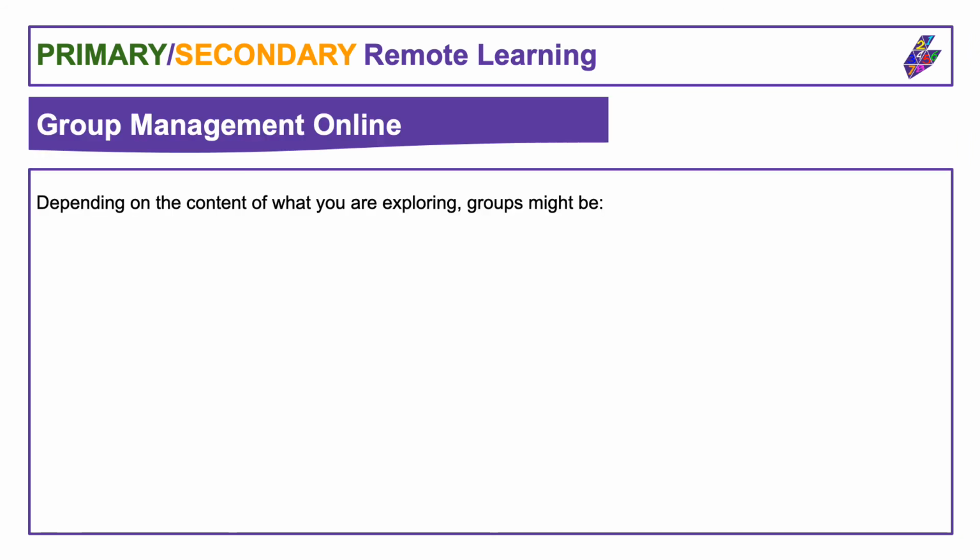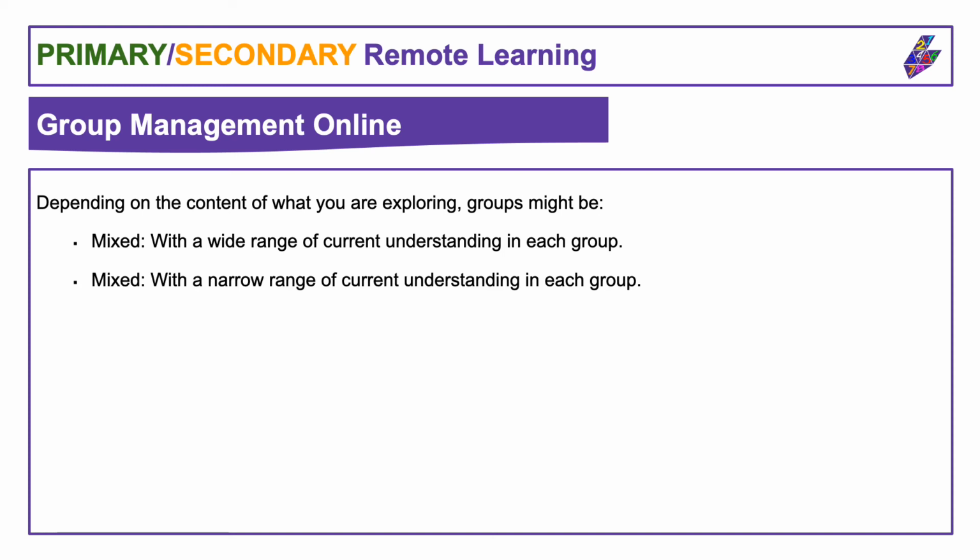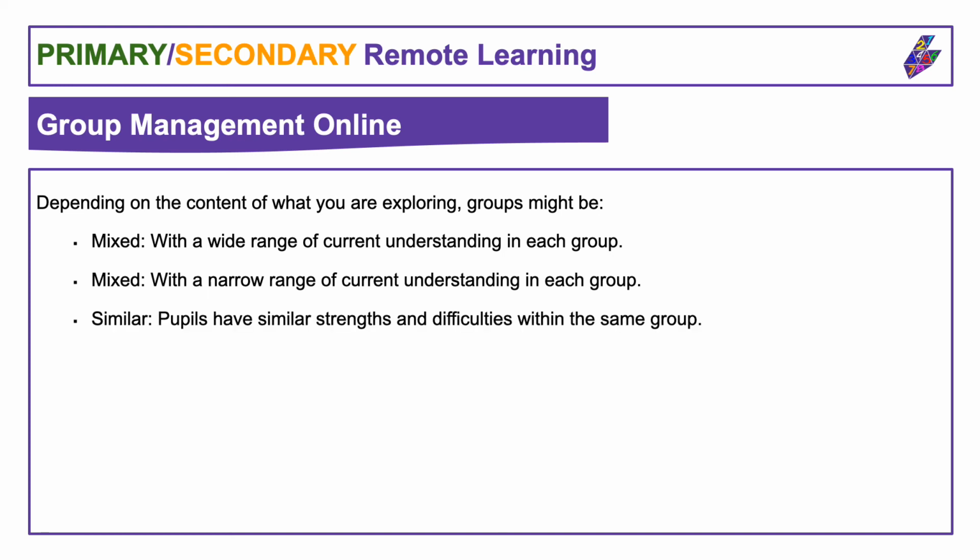So depending on the content of what you're exploring, you might have groups that are mixed with a wide range of current understanding in each group. You might have mixed groups with a narrow range of current understanding in each group if you want to target something a bit more specific. Or you might have similar groups, so pupils that have similar strengths and difficulties within the same group, and again that would be if you want to target things a bit more specifically. There are values and pros and cons to each of these. It just depends on what you want to get out of the session.